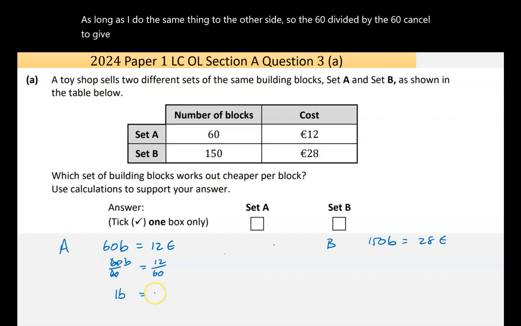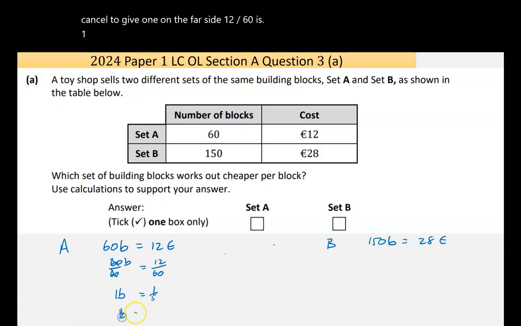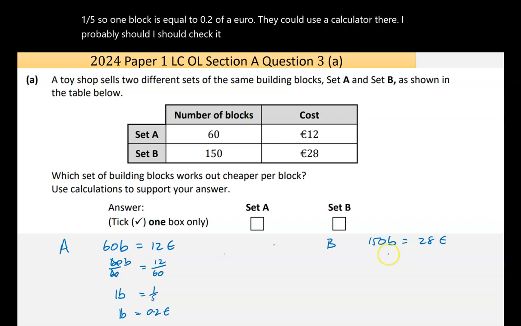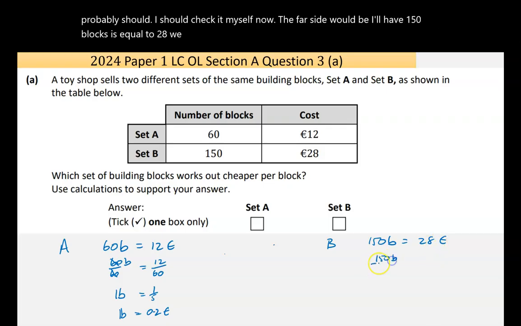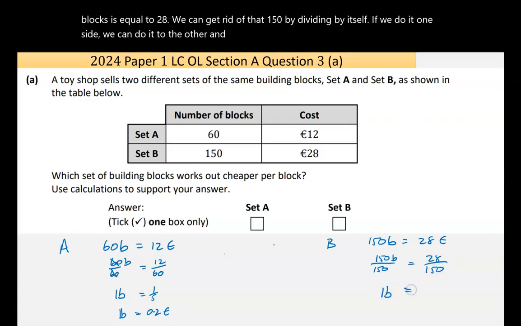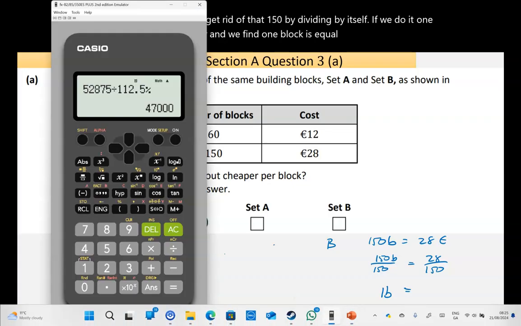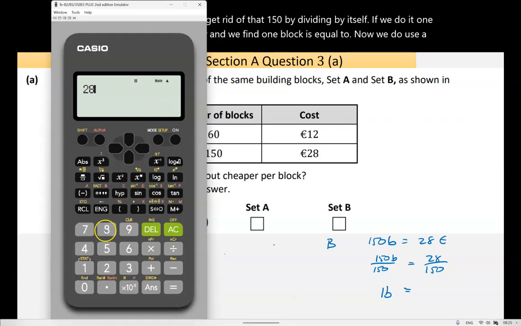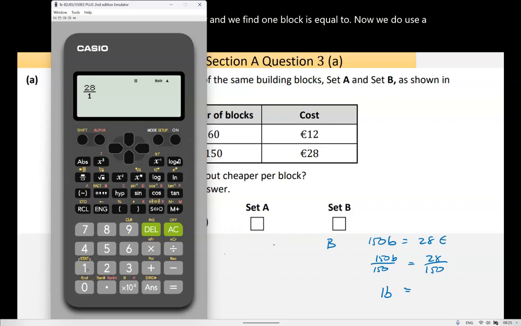So the 60 divided by the 60 cancel to give 1. On the far side, 12 over 60 is 1/5. So one block is equal to 0.2 of a euro. You could use the calculator there. I should check it myself. Now for B, if 150 blocks is equal to 28, we can get rid of that 150 by dividing by itself. If we do it to one side, we can do it to the other, and we find one block is equal to, let's use a calculator, 28 divided by 150.